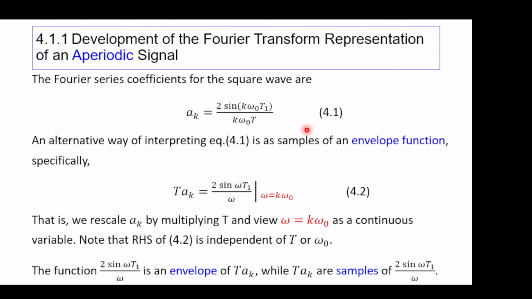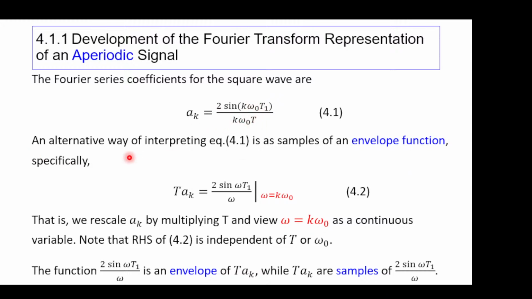Let me write it here: a_k equals 2 sine(k omega naught T1) over k omega naught T. Now we do something very funny. We define an envelope function by multiplying a_k by big T, so we move this big T over and think about the function T a_k. Why do we want to do this? Because we want a function that doesn't depend on big T.